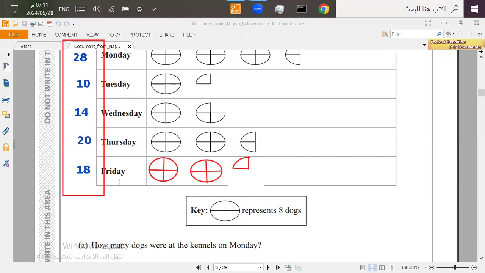So let's count them here. 28 plus 10 plus 14 plus 20 plus 18, and the answer is 90. So in total, we have 90 dogs. If each dog ate 2 biscuits, it means we're going to multiply the 90 by the 2. So 90 times 2 will equal 180 biscuits.